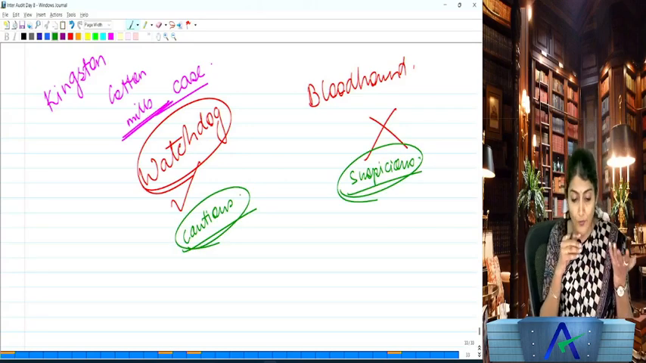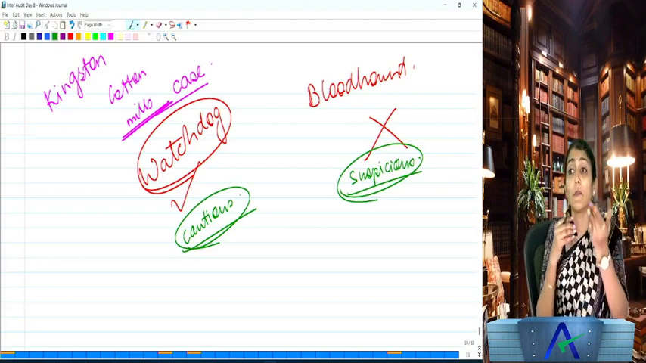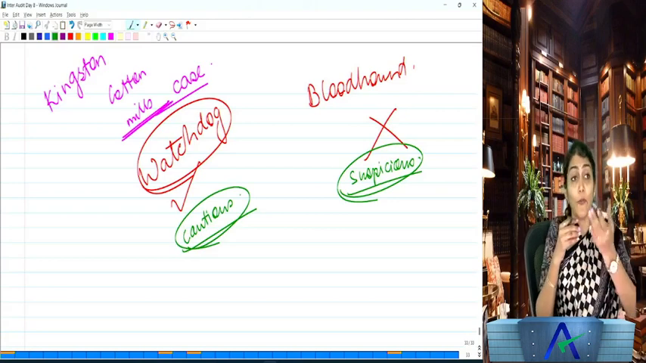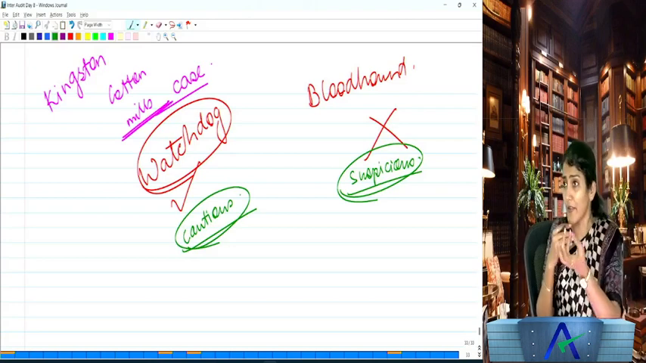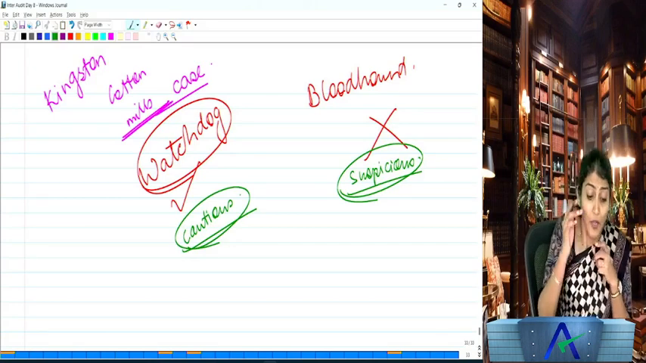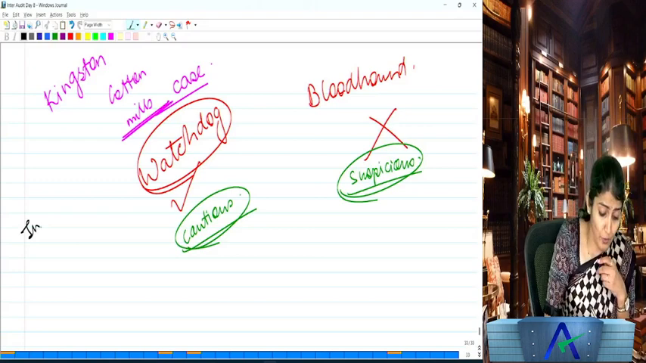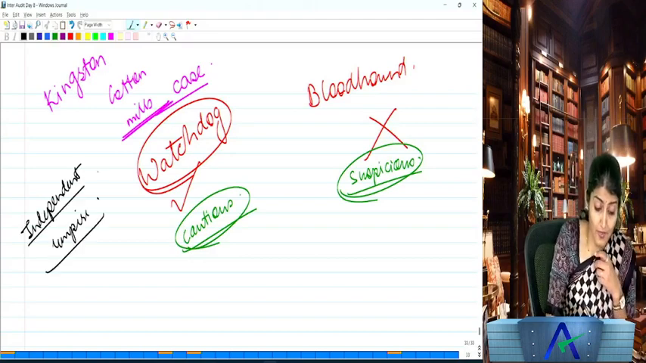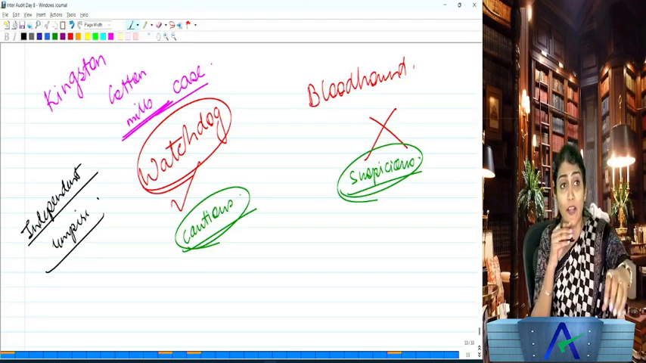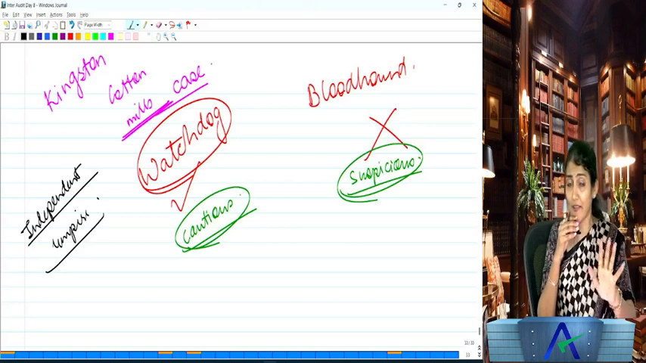Today there is no court verdict which has come, but I am telling you that in today's time, if you talk about the role of the auditor, yes, cautious means professional skepticism. Today, the role of the auditor is more like an independent umpire. You understand? The auditor is not taking the side of any of the client or of what the management is saying.